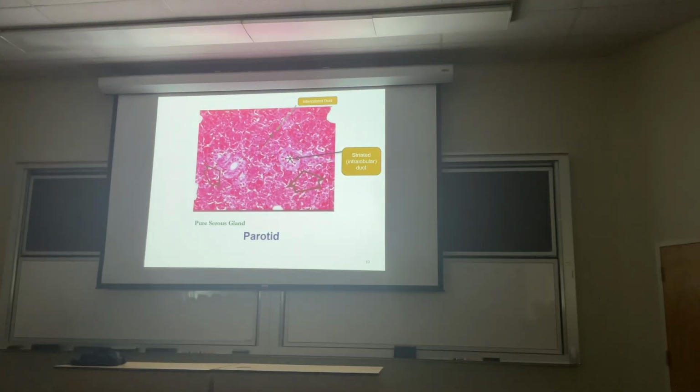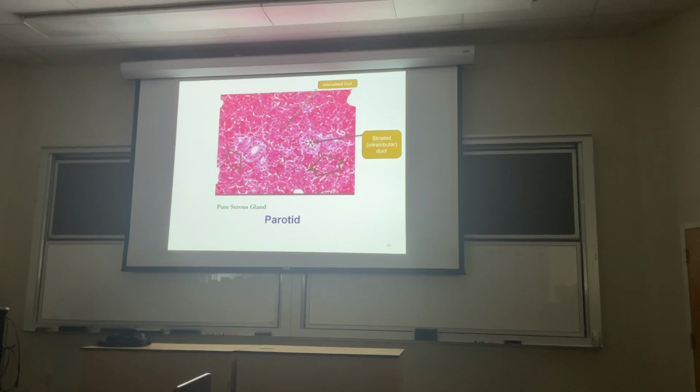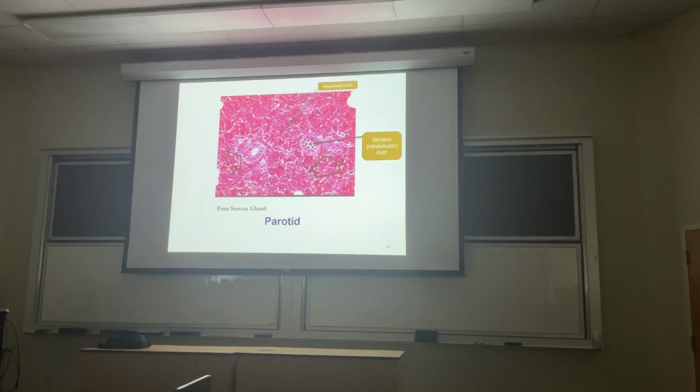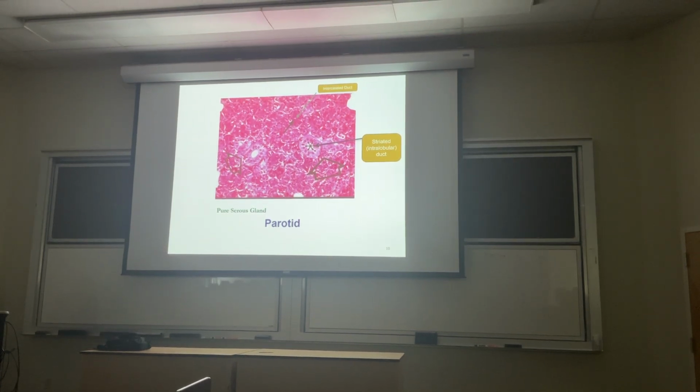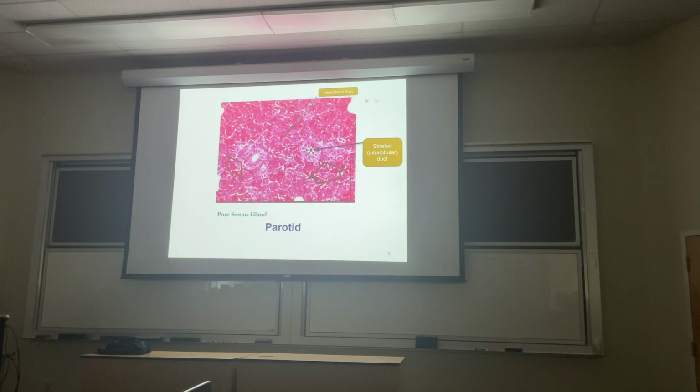acini, they're sort of cells around a center. I describe it like the fireplace. Fire pit is here, the cells are around there. That little pit in the center is the intercalated duct. So here's an intercalated duct, and here's an intercalated duct. We can see several. Here's one. Here's one here. So these acinar cells, they produce the saliva.